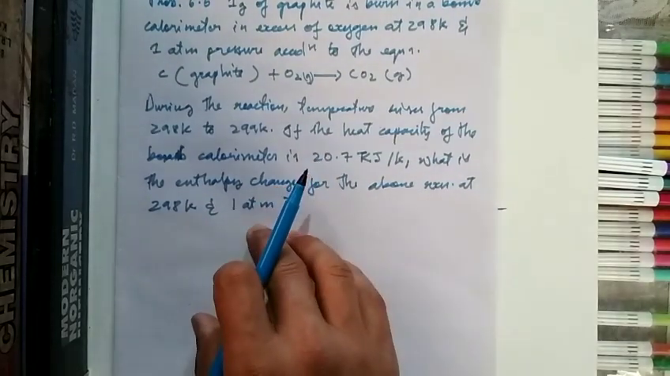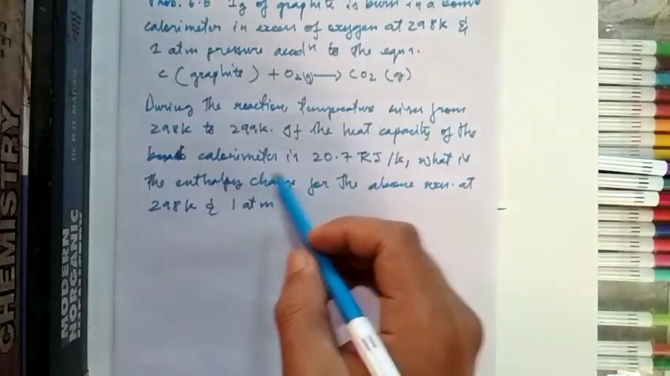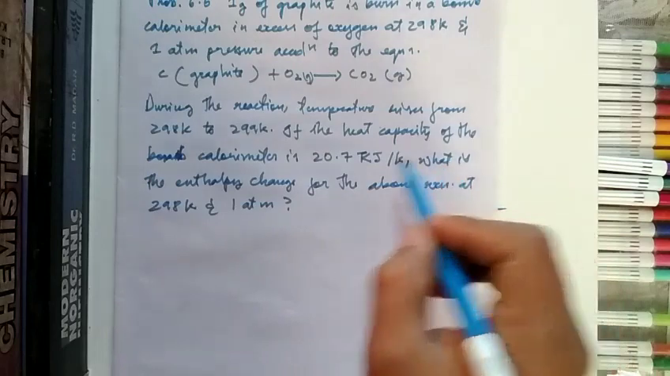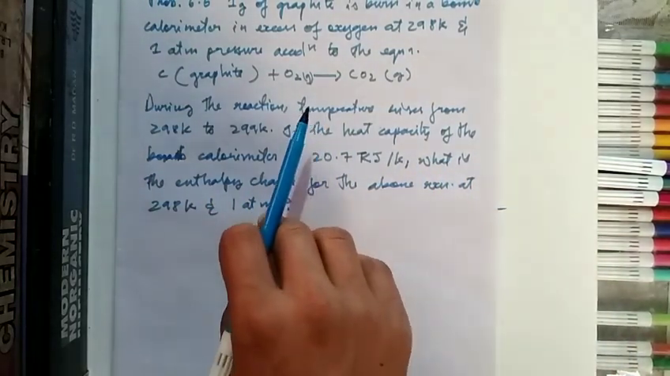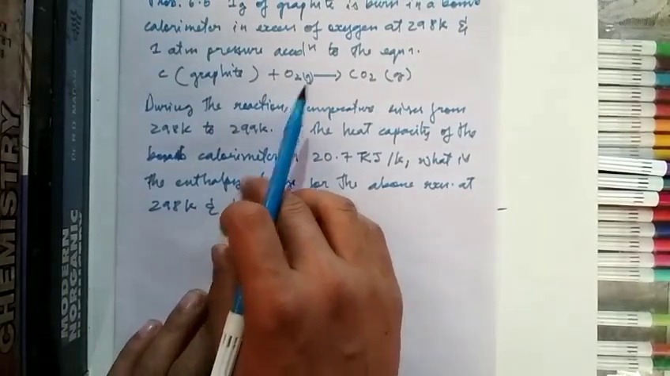So in this case, heat capacity is given as 20.7 kilojoule per Kelvin, and what we have to find is the enthalpy change. That means we have to find delta H here.